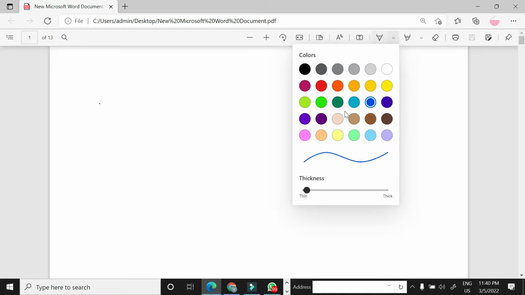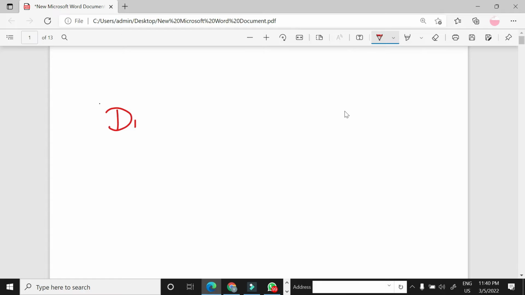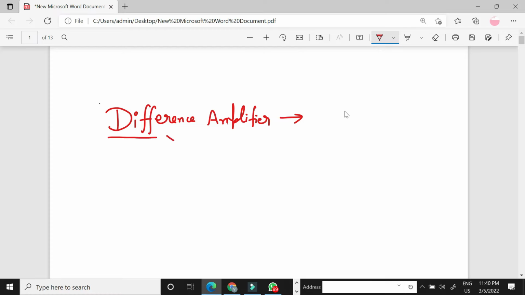In this lecture, we will see what the drawbacks of the difference amplifier are and how to remove such drawbacks in the modified circuit. So, first of all, we should know what a difference amplifier is. A difference amplifier is also known as a subtractor. If you want to subtract two voltage signals using an operational amplifier, then it is known as a difference amplifier.